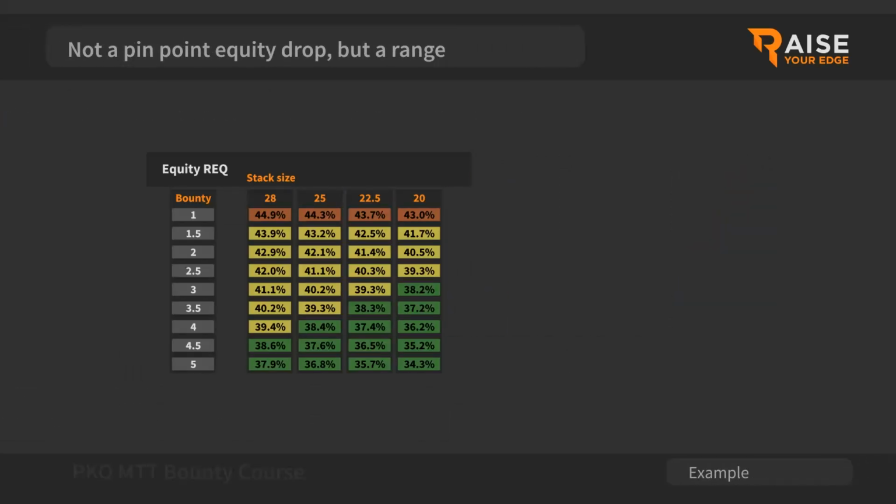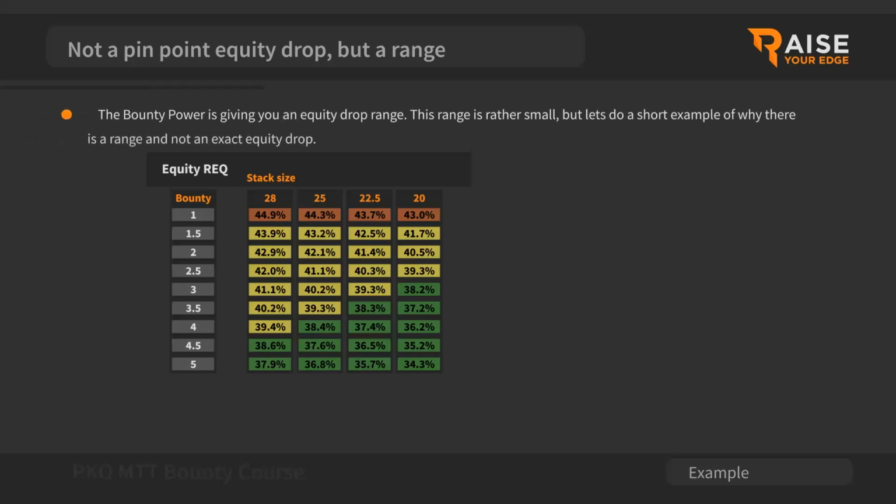So this is not a pinpoint equity drop, but a range that you will get out of the bounty power. So the bounty power is giving you an equity drop range. This range is rather small, but I want to give you a short example of why there is a range and not an exact equity drop. If you're looking at 0.8 bounty power, this is not exactly, let's say, 5%. It's a range which is, for example, between 3 and 3.3% equity drop. And let's look at why this is so.